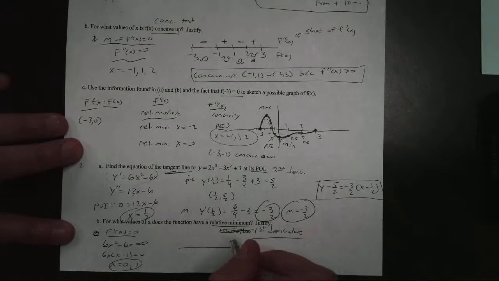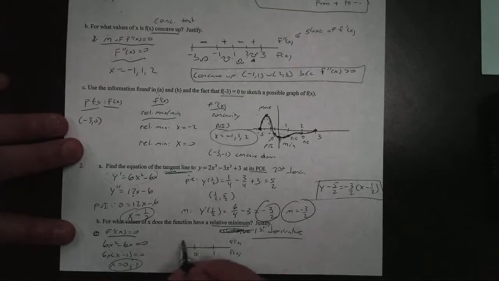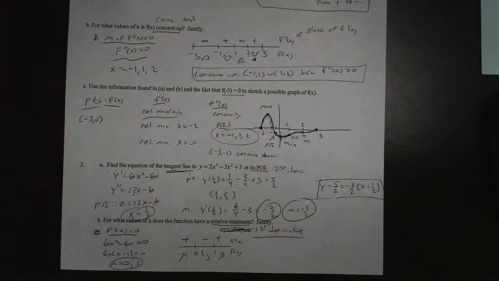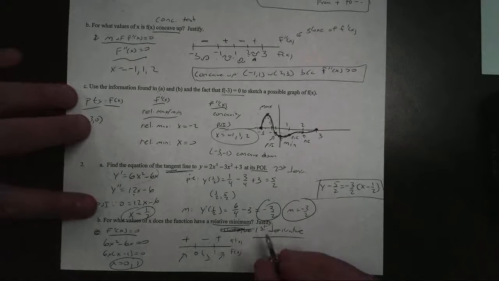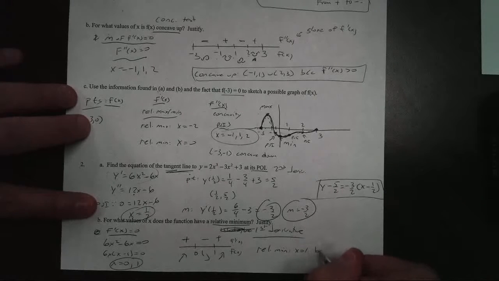Do my sign test at 0 and 1. Now this is a parabola. Parabola is positive, positive, negative. So it goes up, down, turn around. Alright, there's where it's at. And where's my relative minimum occur? At x equals 1, and that's because the derivative goes from negative to positive.